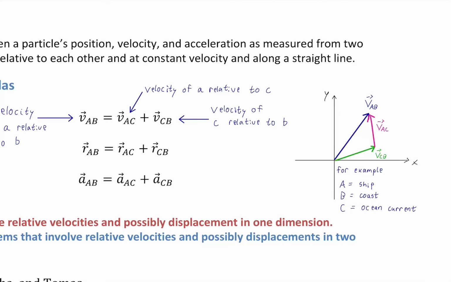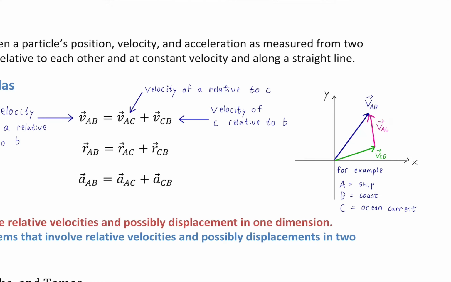Here's that concrete example I promised. We could think of A as the ship, B as the coast, and C as an ocean current. Let's read them out. The velocity CB would be the velocity of the ocean current relative to the coast, which is just how the water is moving. And AC is the velocity of the ship relative to the ocean current. So the ship is moving relative to still water, meanwhile the water is moving relative to the shore.